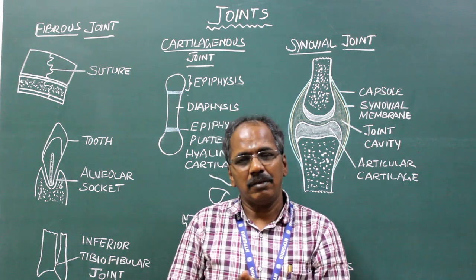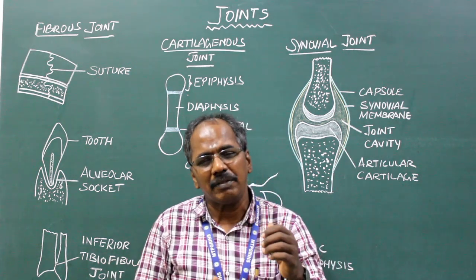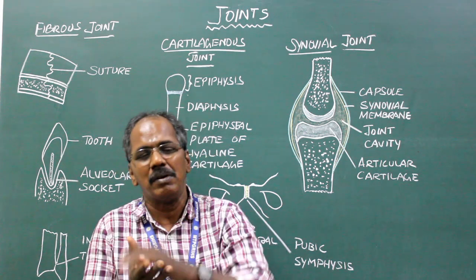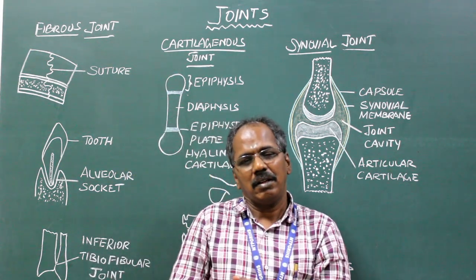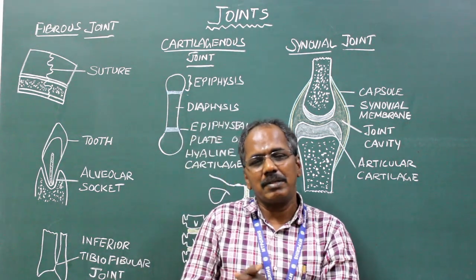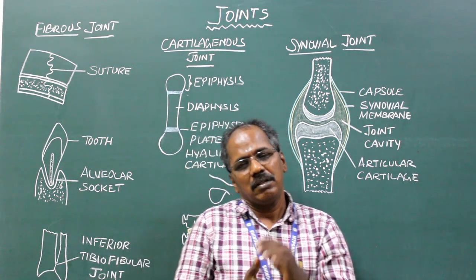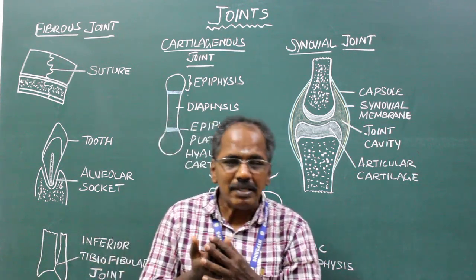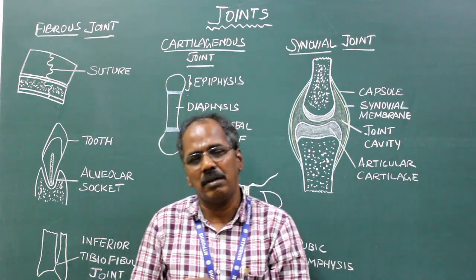Number 2, hinge variety. In this type, a convex articular surface articulates with the concave articular surface of another bone. It resembles the hinge of a door. There are only two movements possible in this joint. Example, elbow joint, interphalangeal joint, and ankle joint.